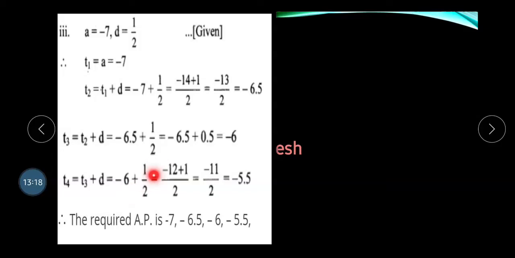Minus 6 plus half, we need to equalize the denominator over here. So we will get minus 12 plus 1 upon 2. We will get minus 11 upon 2. Further dividing, we will get minus 5.5. Therefore, the required AP is minus 6.5, minus 6, minus 5.5.